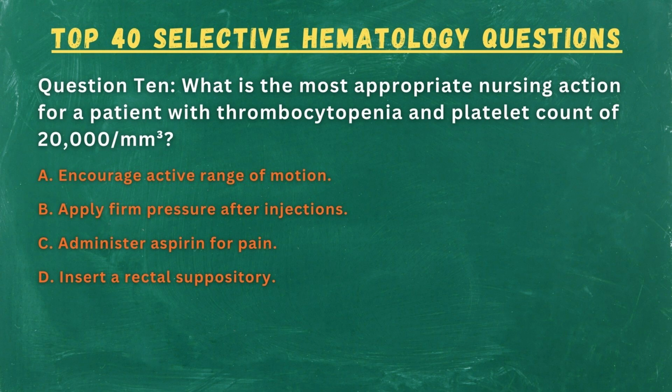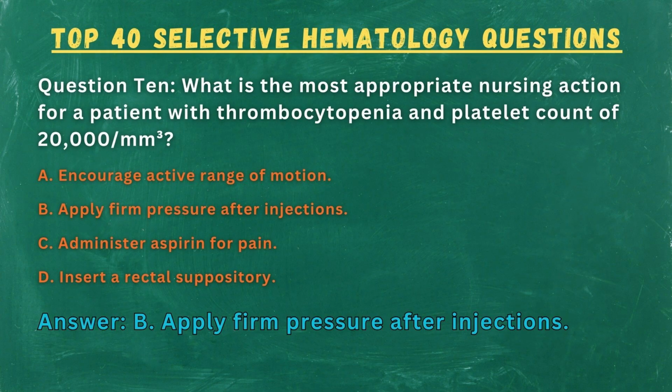Question 10. What is the most appropriate nursing action for a patient with thrombocytopenia and a platelet count of 20,000/mm³? A. Encourage active range of motion. B. Apply firm pressure after injections. C. Administer aspirin for pain. D. Insert a rectal suppository. Answer. B. Apply firm pressure after injections.